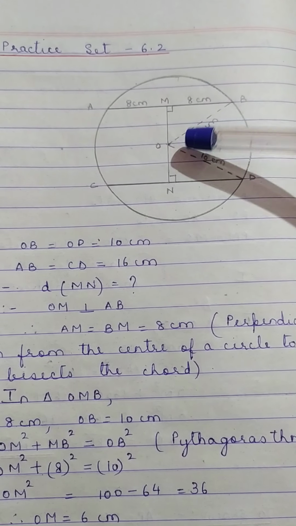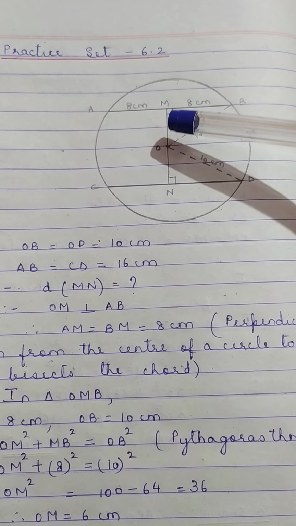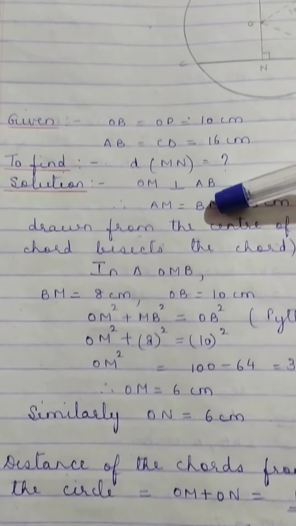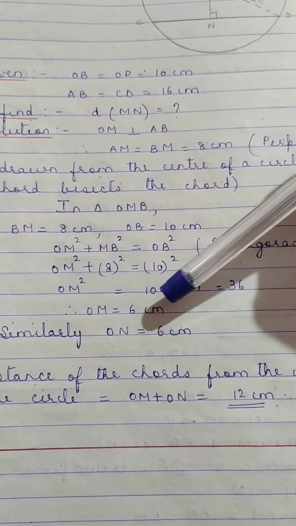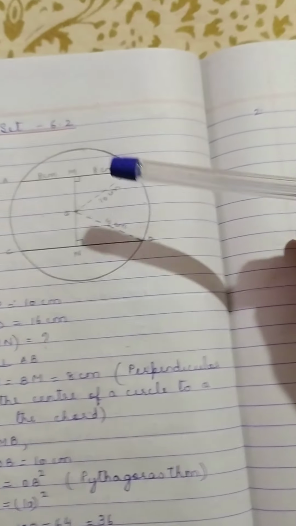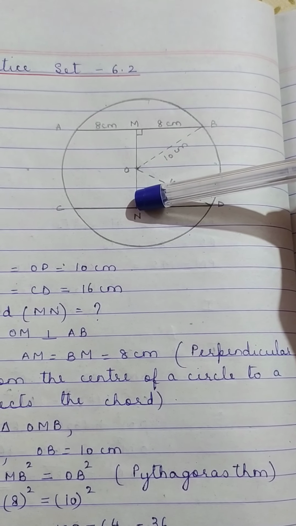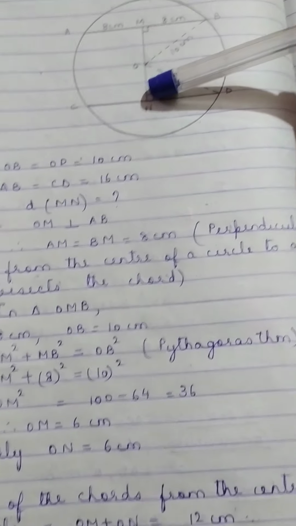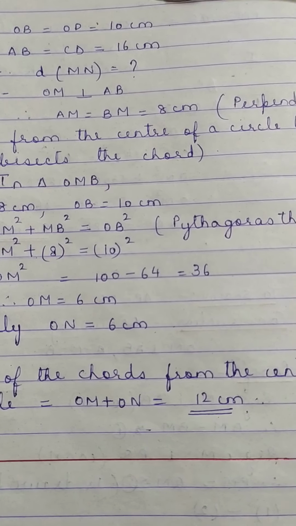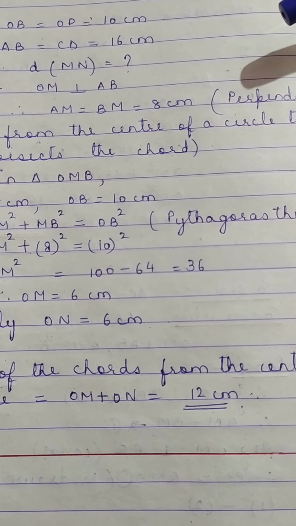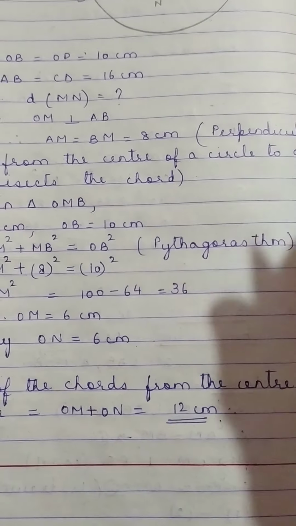Using Pythagoras theorem, I have OB square equal to OM square plus MB square. 10 square is OM square plus 8 square. When I solve it, 100 minus 64, I get 36 as my answer, and therefore OM equal to 6 centimeter. Therefore, OM equal to 6, I know ON is also equal to 6. So the distance of these chords from the center of the circle will be OM plus ON, which is equal to 12 centimeter. Okay. So this is how you have to do it.